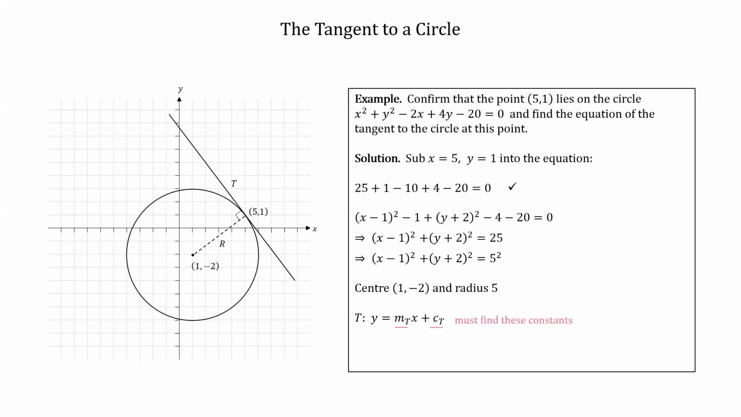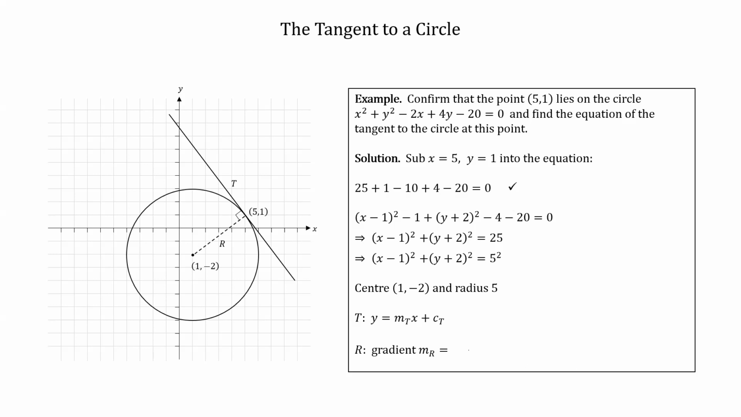So what else do we know? Well, we know that these two constants, if we find them, then we have the equation. That's all we're really trying to do, is find these two numbers which at the moment are unknown. So what else do we know? Well, we know that the line segment in the diagram, R, has a gradient, we'll call it m_r to distinguish it from the gradient of T.